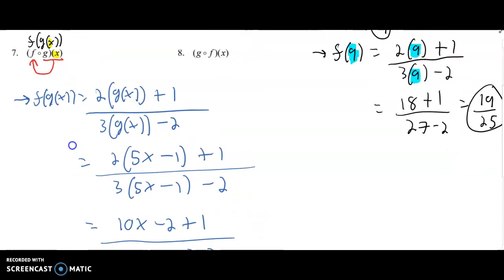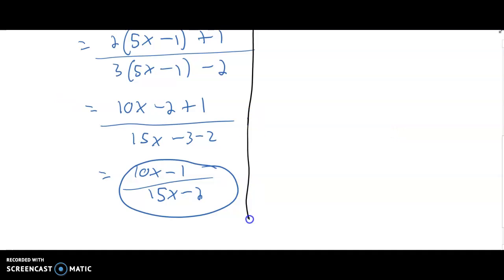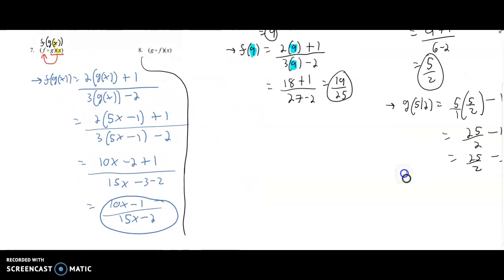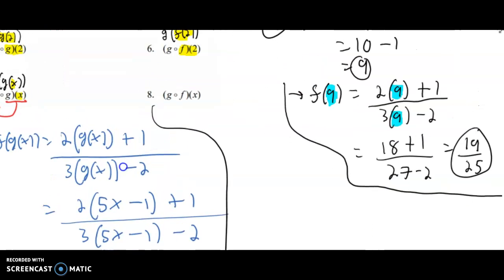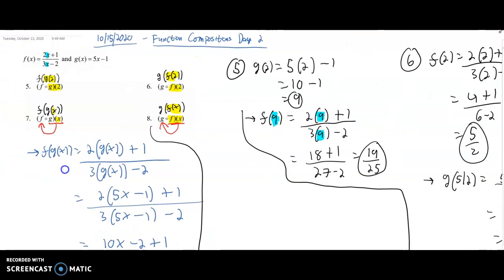Okay, let's look at our last one here. I'm going to block off some space to show our work. Great. So this time we want g of f of x. F is on the inside, so we're going to want to plug f into g. So wherever there was an x in g, we're going to put f instead. So g of f of x.